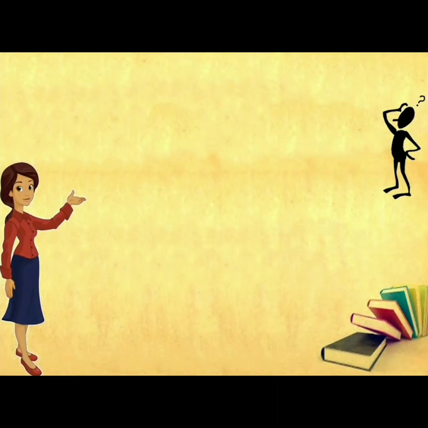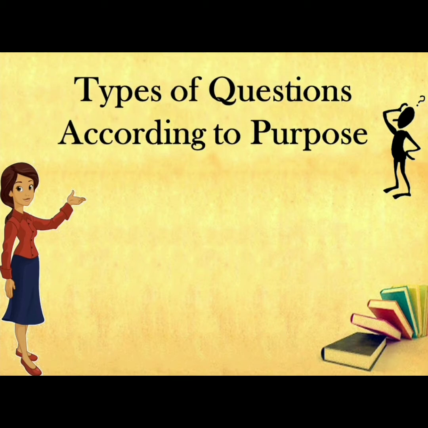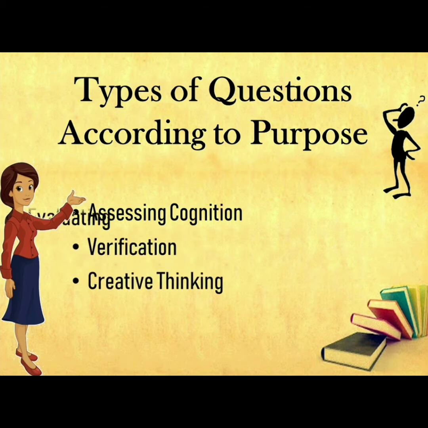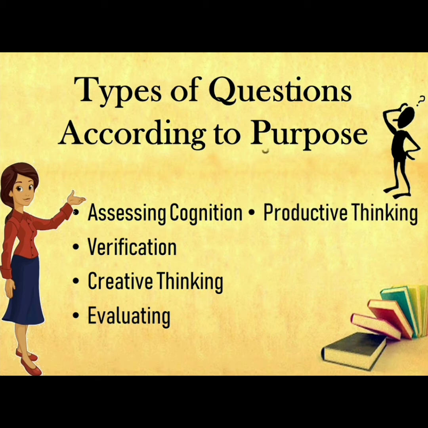So let's proceed to the 7 types of questioning according to purpose. First, assessing cognition. Second, verification. Third, creative thinking. Fourth, evaluating. Fifth, productive thinking. Sixth, motivating. And last is instructing.